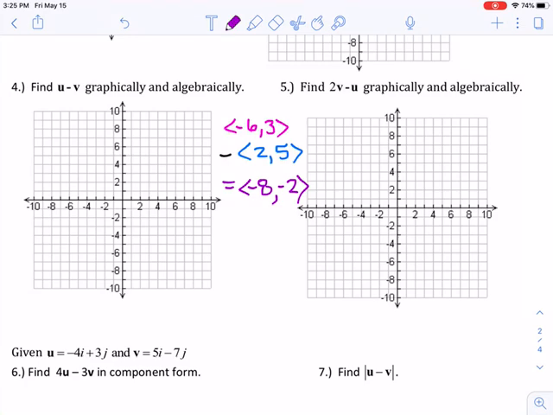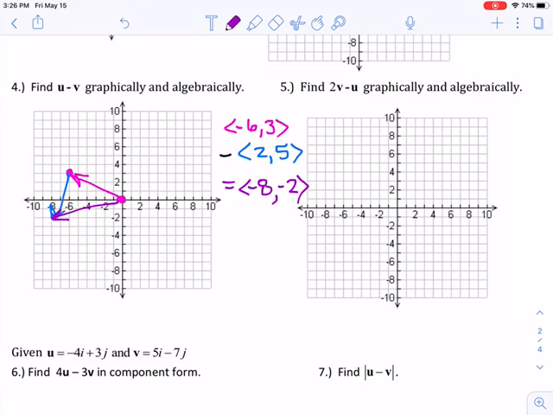So let's look at this now graphically. We can start our vector u anywhere, so let's start it at the origin. We know that vector u goes back 6 and up 3. Now, if we're subtracting off v, that used to go forward 2 and up 5, when I distribute that negative, it's now negative 2, negative 5. So I'm going to go back 2 and down 5, 1, 2, 3, 4, 5. And you can see that the resulting vector is back 8 and down 2, just like we found algebraically.